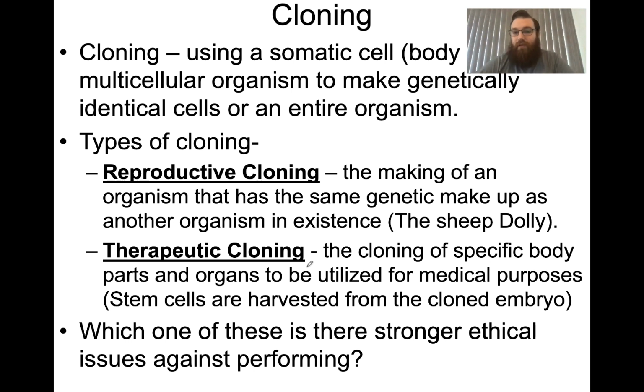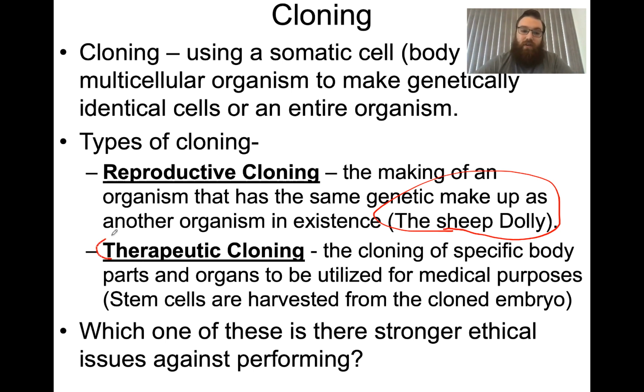So one of them is the reproductive cloning, which you really don't see that often. It's more just for scientists to study genetics. But Dolly the sheep is one of the most famous cases of cloning, because they were able to make an identical sheep to one of the parents, and we'll look at a graphic of that in a minute.